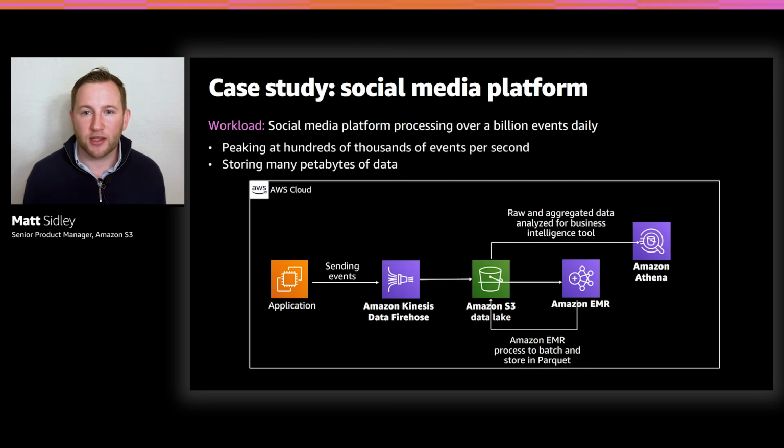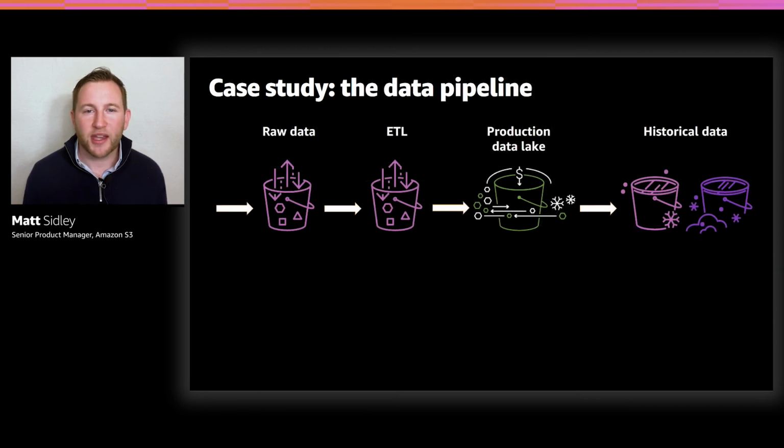Once in Amazon S3, they ran hourly EMR jobs to batch, transform, and store the data in Parquet format. Then they consumed the data with tools like Amazon Athena. From the S3 point of view, they first loaded the raw data from their Kinesis stream, transformed it, and then made it available for their business analysts to query in their production data lake. They keep this data around for long periods of time as historical data. Next, we'll look at how this customer optimized for both cost and performance for each stage of this data workflow pipeline.